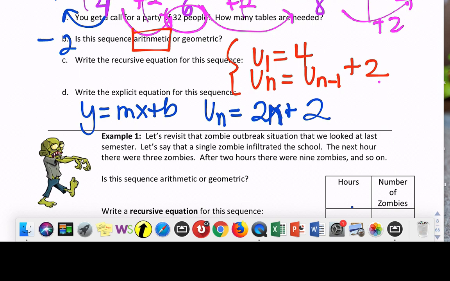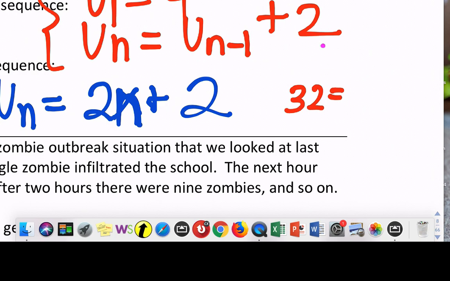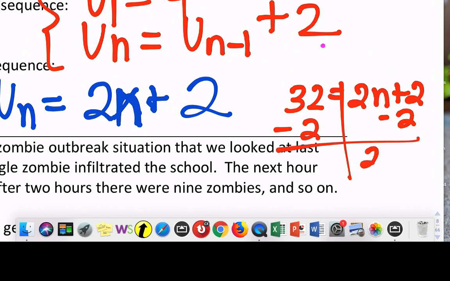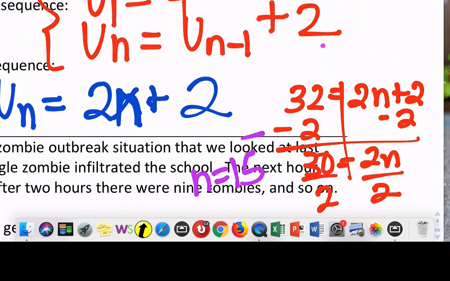And let's solve this. So a party of 32 people, how many would we need? So we have 32 equals 2n plus 2, where n is the number of tables. We will subtract 2. We have 2n equals 30, divide by 2. So here n equals 15. So 15 tables would give us 32 seats.